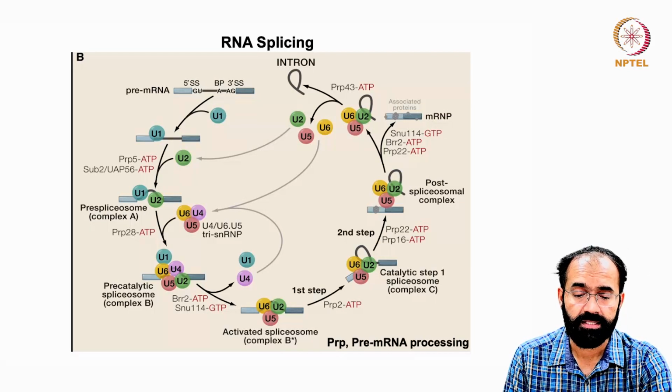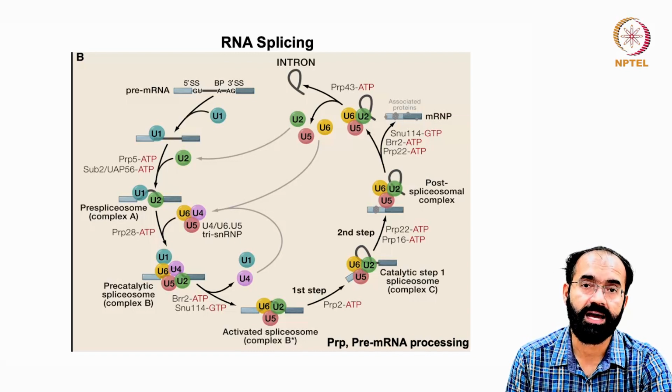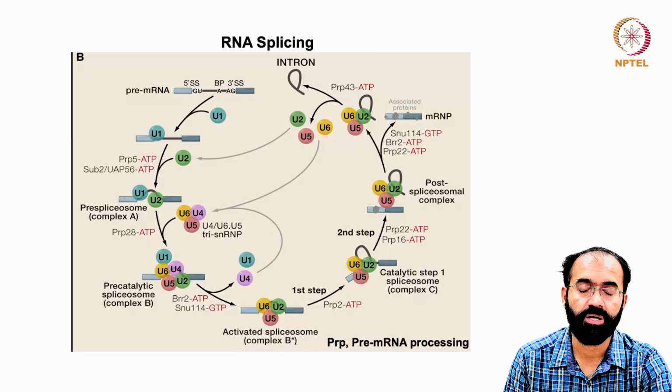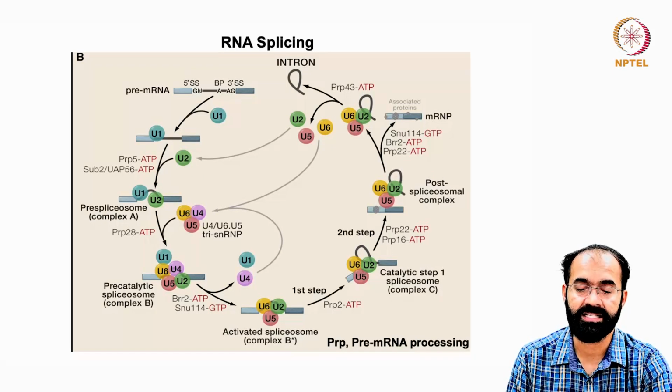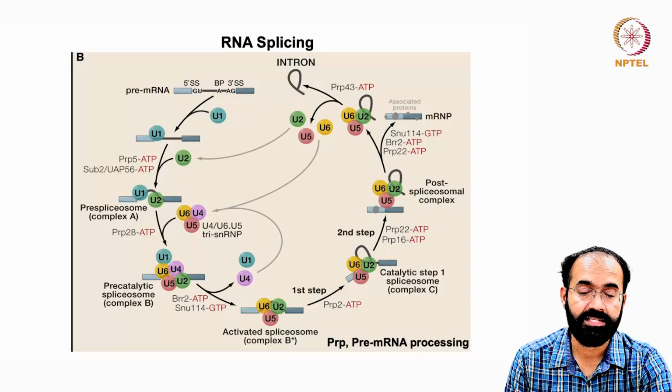Once U1 and U4 are lost, you have U2, U6 and U5, and this is called the activated spliceosome, that is complex B star. So it's an intermediate complex, and this proceeds into the first step of the trans-esterification reaction, and in this it has PRP2, another ATP-utilizing enzyme, and then you have the catalytic step of the spliceosome, which we call complex C.